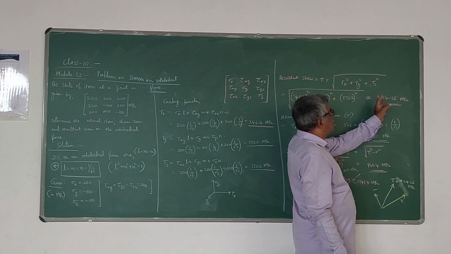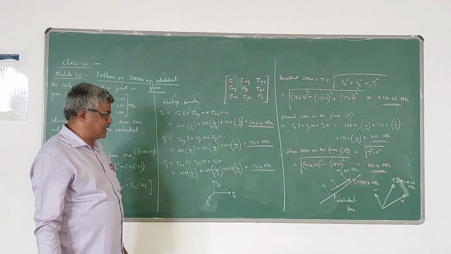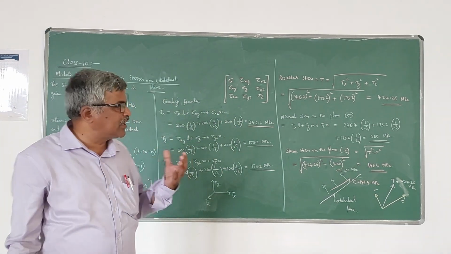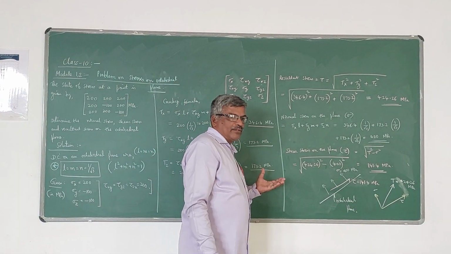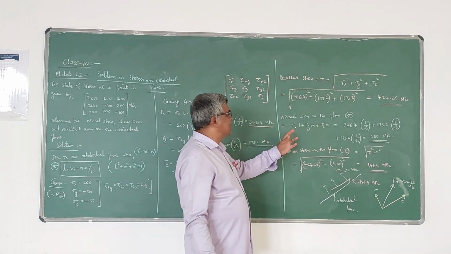If you simplify, you get 424.26 MPa as the resultant stress. So this is one state. By using Cauchy's formula and the resultant stress formula, we can get the value of T. Next, we have to find out the normal stress. So normal stress is also given by this equation.